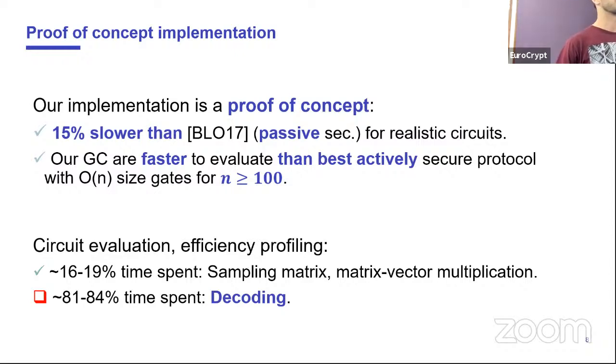And we start being faster than the state-of-the-art protocols that have gates of size linear in the number of parties as soon as we have around 100 parties or so. And this could be moved to a quite smaller number, because this could improve a lot if you use better codes and better decoding algorithms.